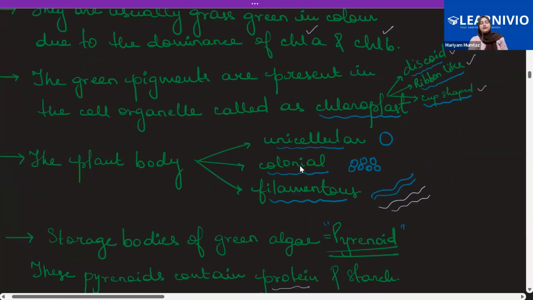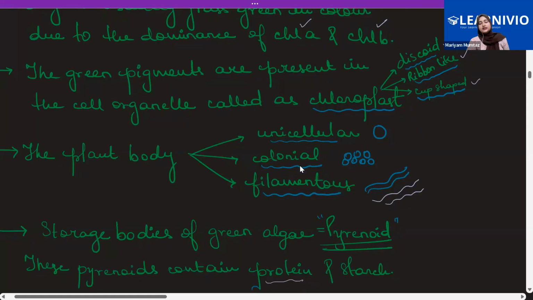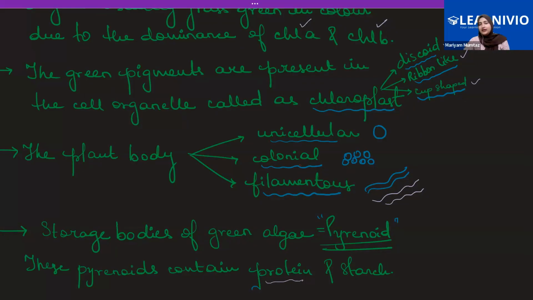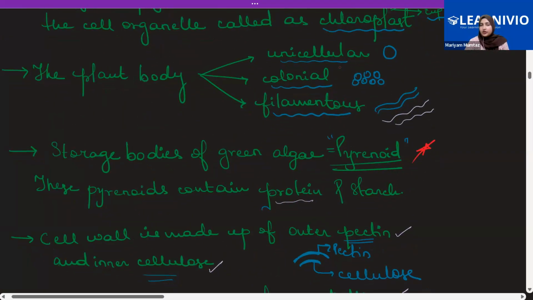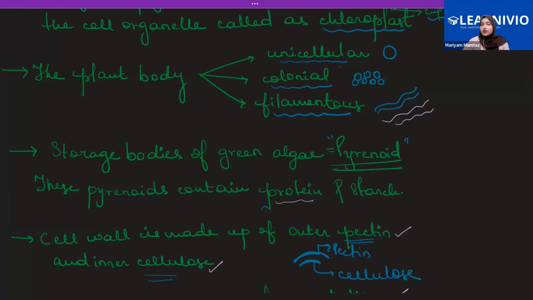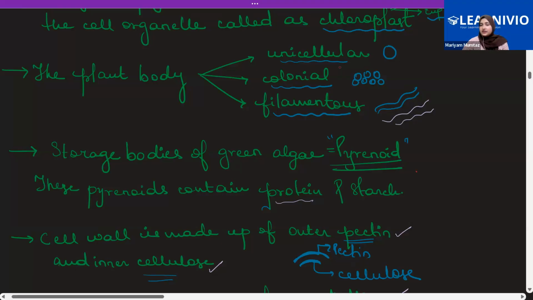Now, in the green algae, the plant body can be unicellular, colonial, or filamentous. It can be any of the three types. Furthermore, it is very important to remember the name of the storage body that they have. The storage body of the green algae is called the pyrenoid. And what does it store? It stores proteins and starch. This is very important.